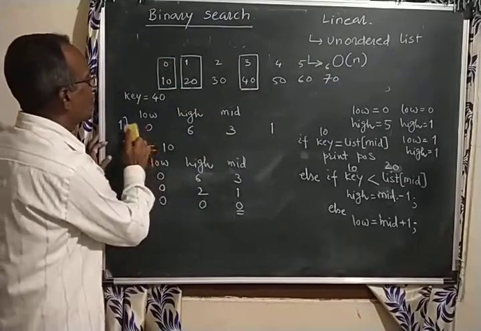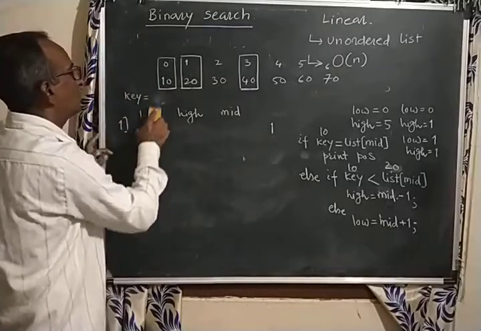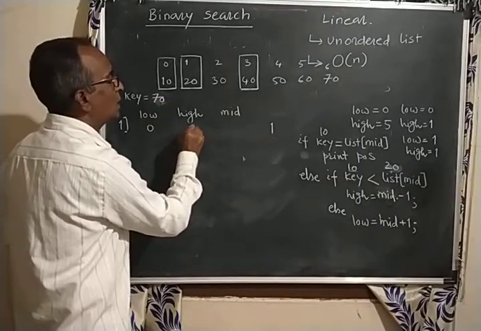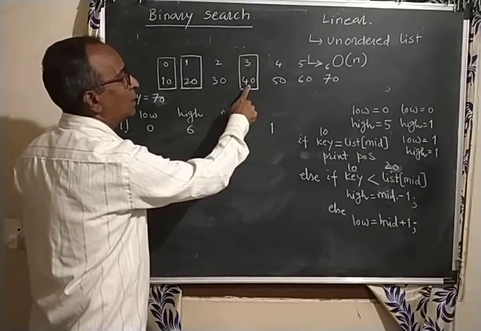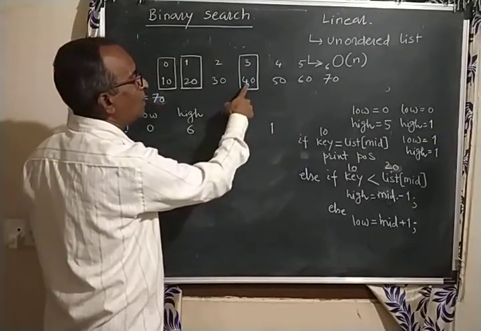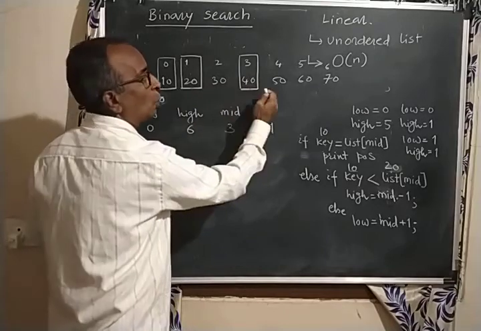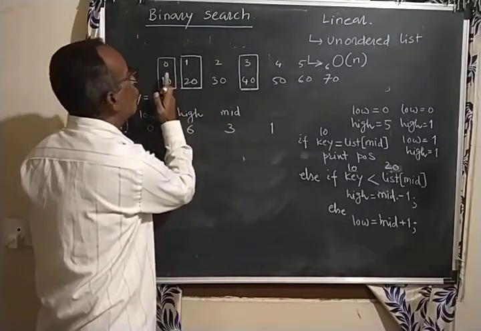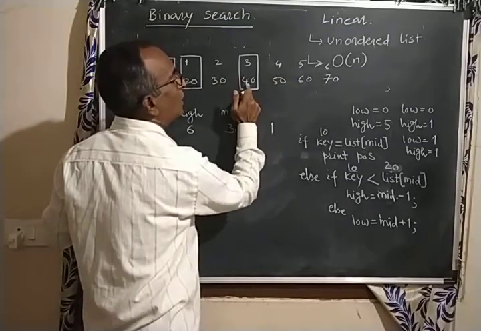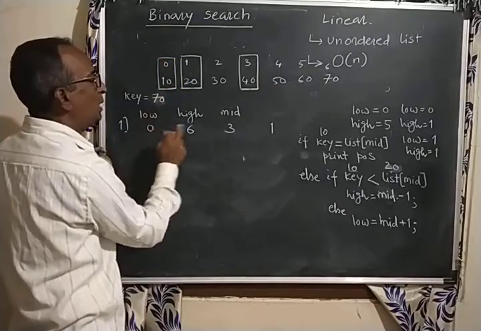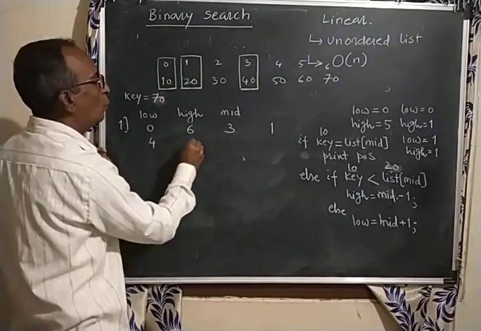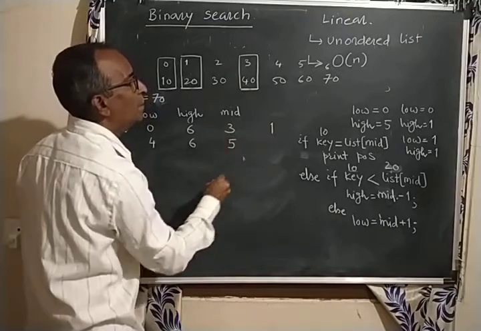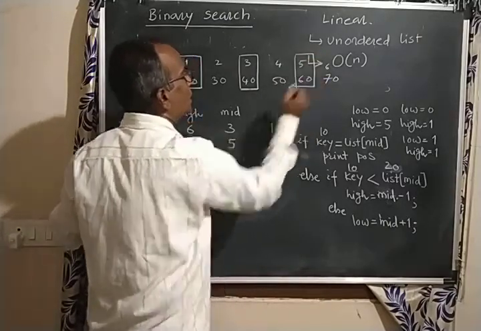If you want to search for, suppose 70 in this list, low is 0 initially, high is 6, mid is 3. Now what happens? The element to be searched is greater than this mid element, so you can find that element in the right sublist. So you have to change low from here to here. So that is mid plus 1. So low will be changed to mid plus 1. Next low will be 4. We are not changing high. 6 plus 4, 10. 10 by 2 will be 5. So next calculated mid is this.